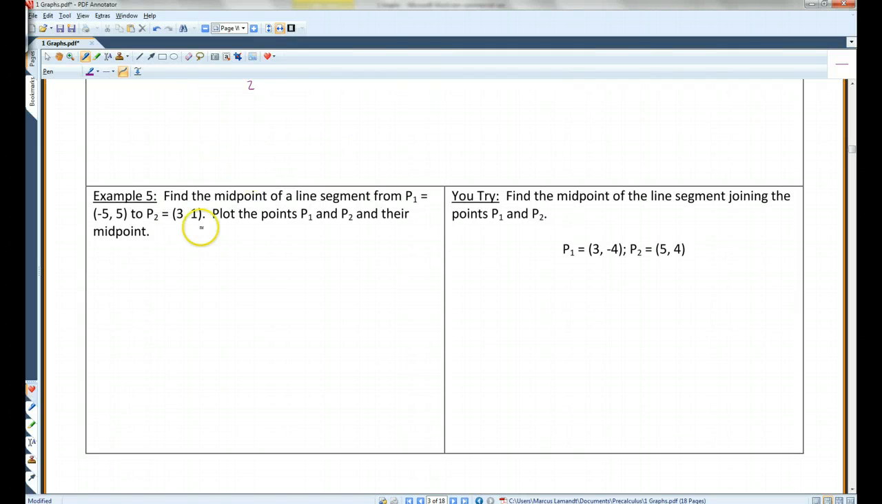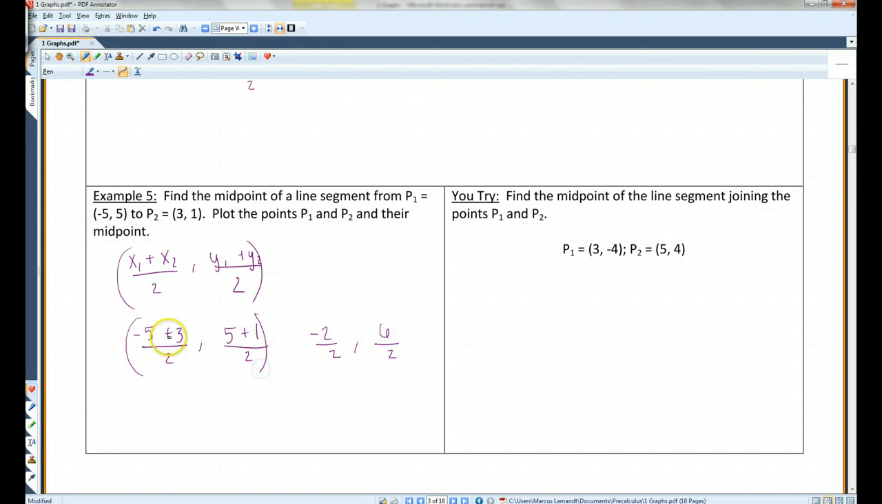Alright, so for example, let's say I'm trying to find the midpoint between these 2 points. I've got x1 plus x2 over 2, y1 plus y2 over 2. I'm going to add my x's, so I've got negative 5 plus 3, 5 plus 1. Negative 5 plus 3 is negative 2. 5 plus 1 is 6. Negative 2 divided by 2 is negative 1. 6 divided by 2 is 3. And you guys can try this one.